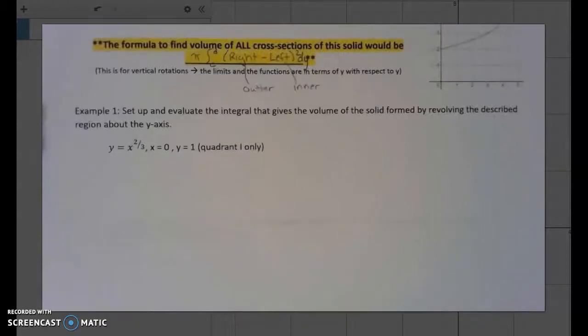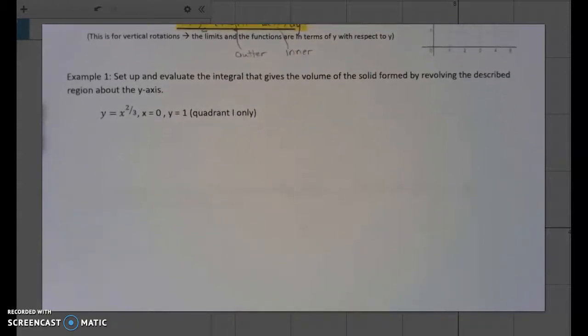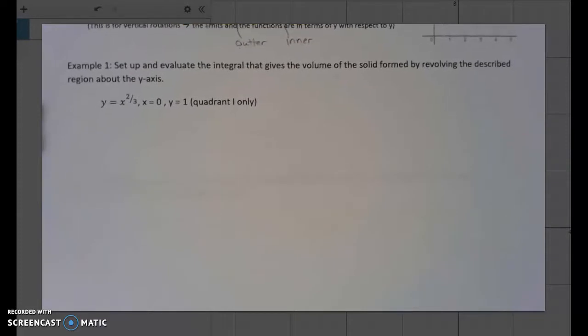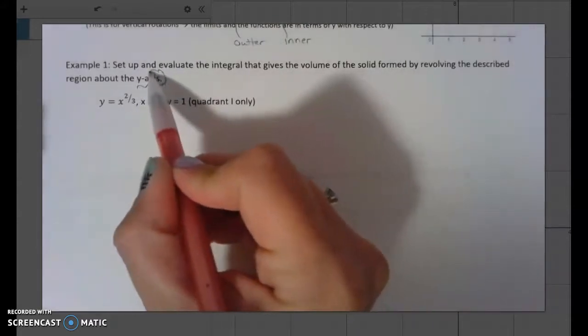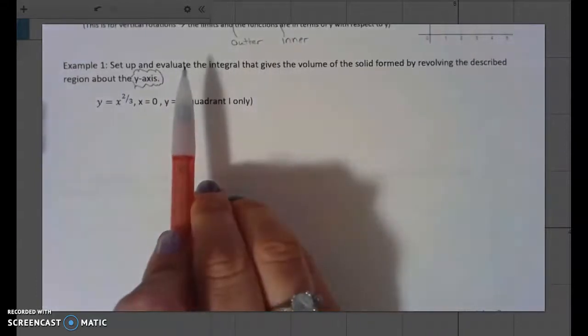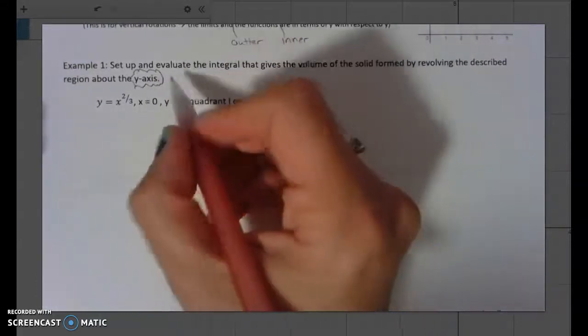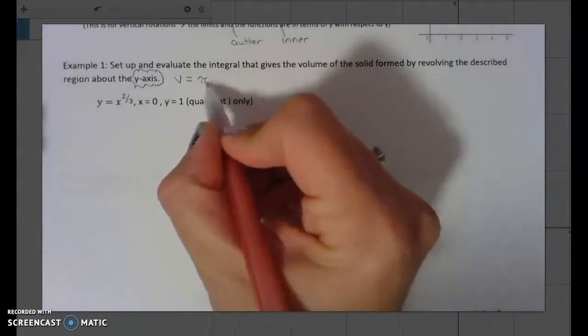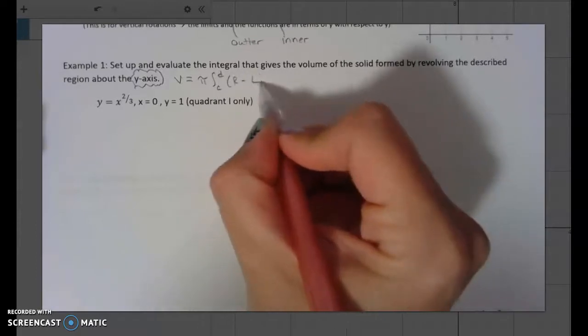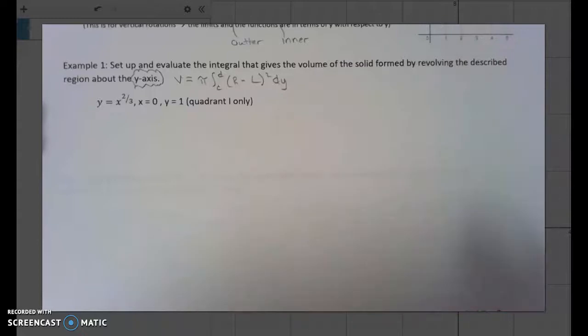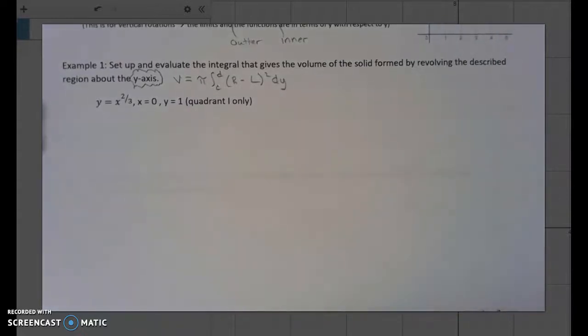Okay, so let's look at example 1 here. So we'll start with this first one. It says, example 1, set up and evaluate the integral that gives the volume of the solid formed by revolving the described region about the y-axis. So here's our first clue right here, that we're going to revolve it around the y-axis. So that means it's going to be a vertical rotation. So this should tell us automatically that we are going to be using this function right here, right minus left squared dy. Okay, so let's look at our equations.